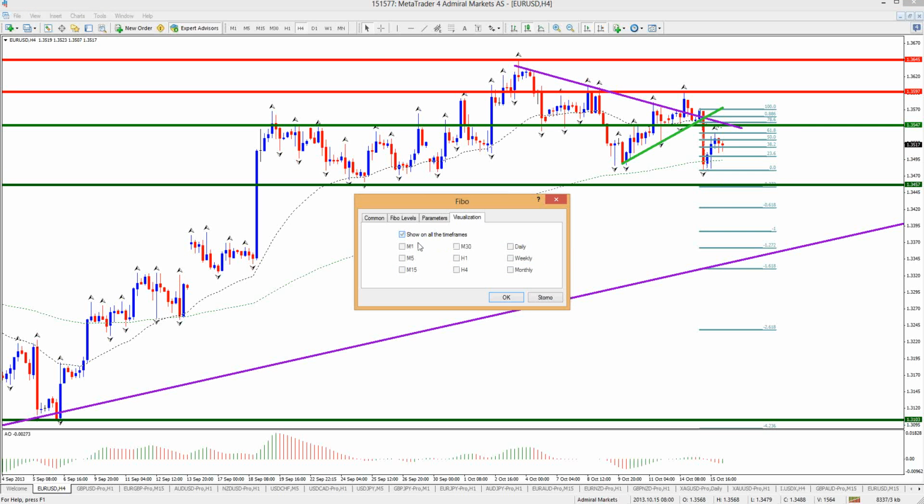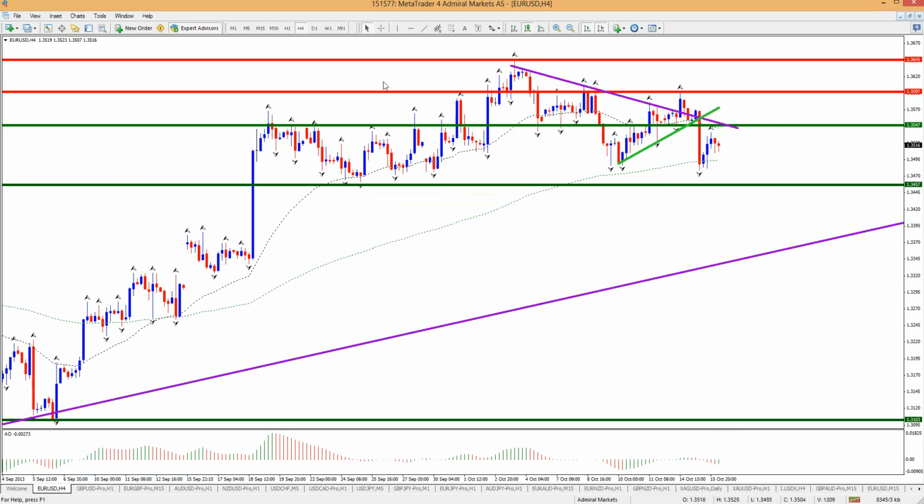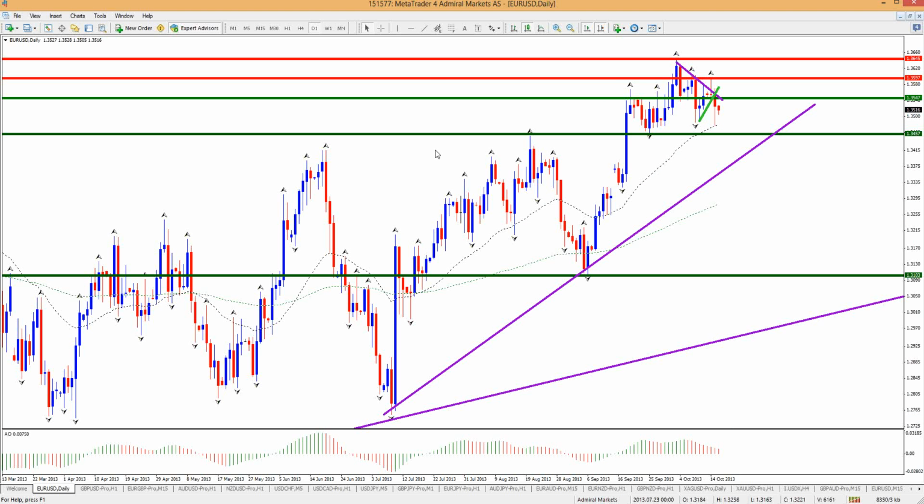One second. Alrighty. So what do we got here? A lot of lines, but basically, let me go to the day chart. On the daily chart, we are still in an uptrend, although we have recently made lower highs, right?